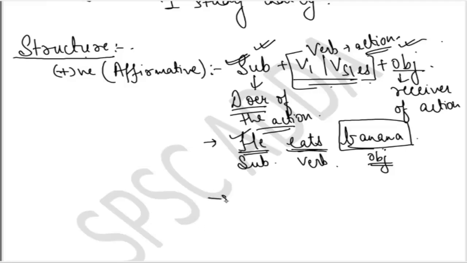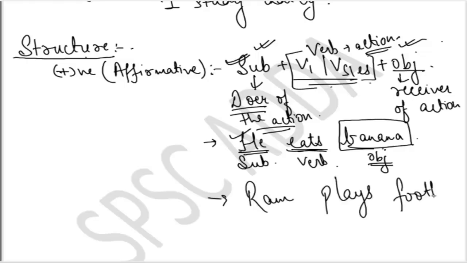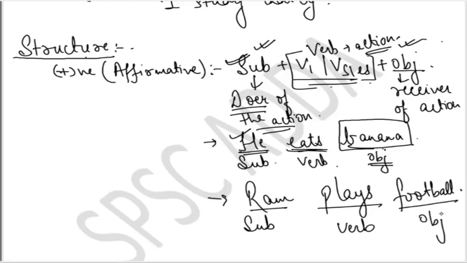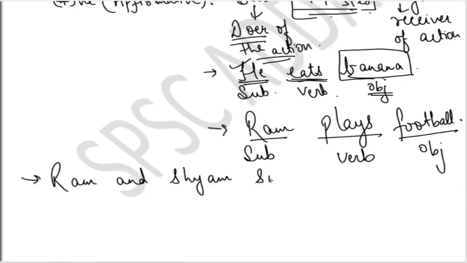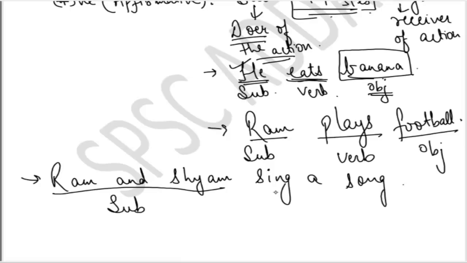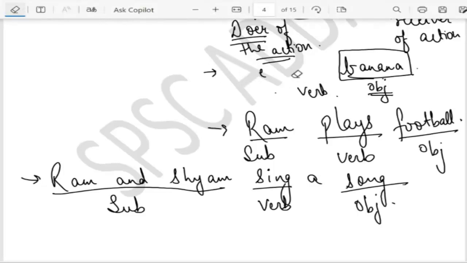All right, so let's say Ram plays football. Define subject, verb, and object. Ram is the subject, plays is the verb, and football is the object. Okay, Ram and Shyam sing a song. What is subject, verb, and object? Ram and Shyam is the subject. Sing is the verb, and the object will be song. Very good. Now, is it clear to all of you what is subject and object? Yes, ma'am.